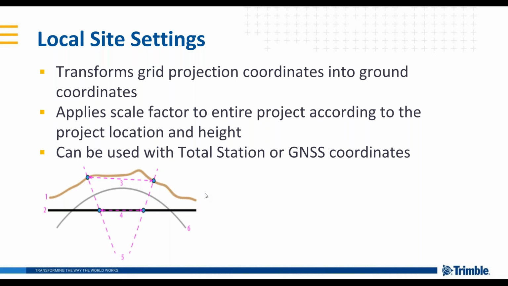The final goal with our local site settings is to create a scale factor within our project that, when applied, will make our grid distance equal to our ground distance, as shown in this diagram, distances 4 and 3. One final thing: local site settings can be used with total station or GNSS coordinates, as long as they have a projection applied, which would be like state plane coordinates or UTM or any other type of projection used throughout the world. I'm just used to the North American ones, but there are obviously lots out there.